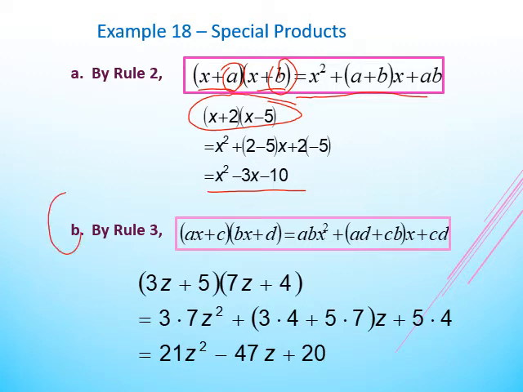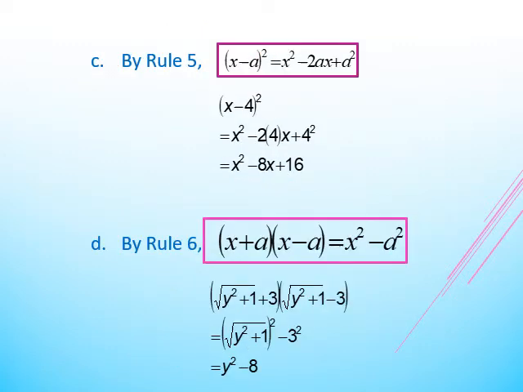Let's move to another one by using rule 3, which is 3z plus 5 times 7z plus 4. By multiplying the two brackets by each other, we get the value 21z squared plus 47z plus 20. Another example, by using rule 5, if we have x minus a all to the power 2, we can get three terms from this value, which is x squared minus 2ax plus a squared.